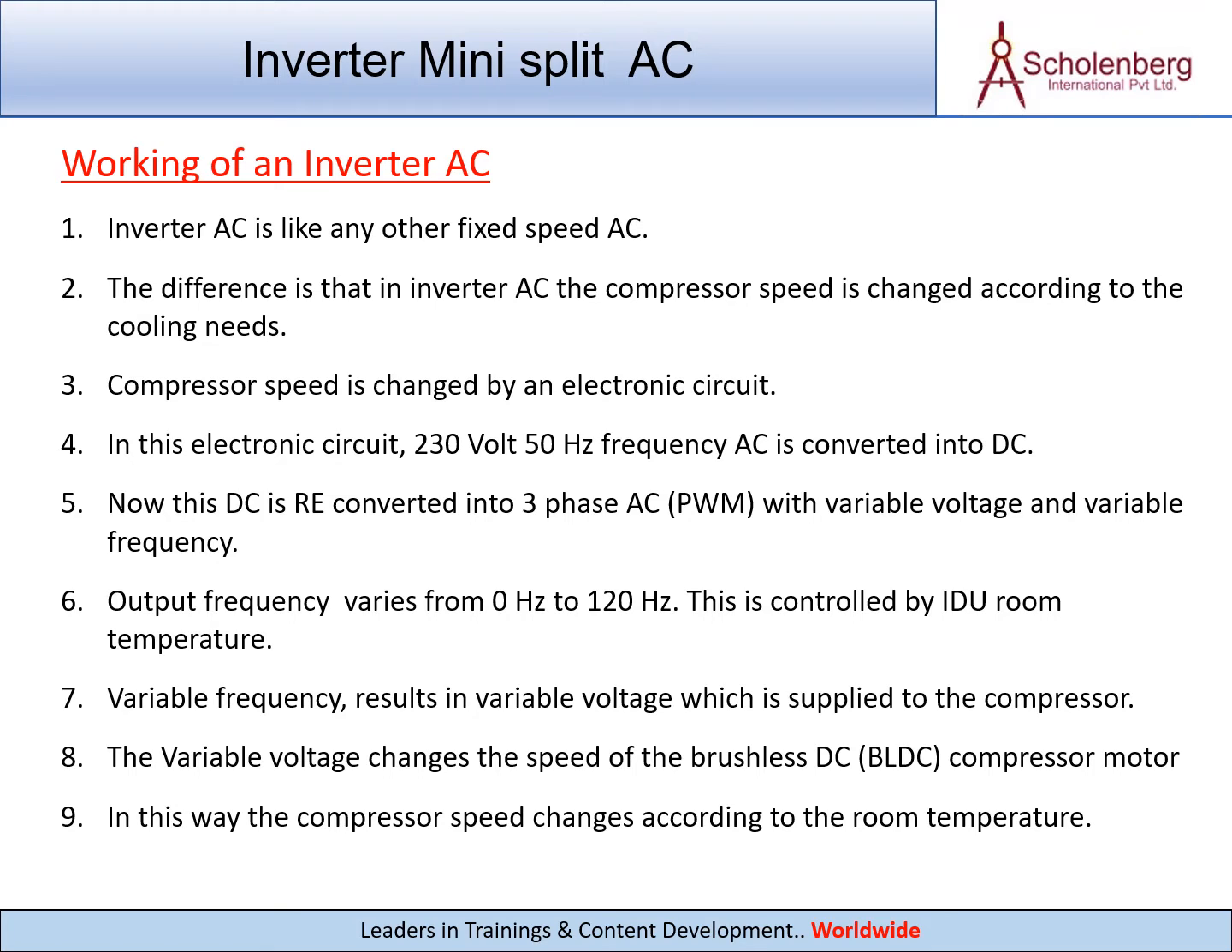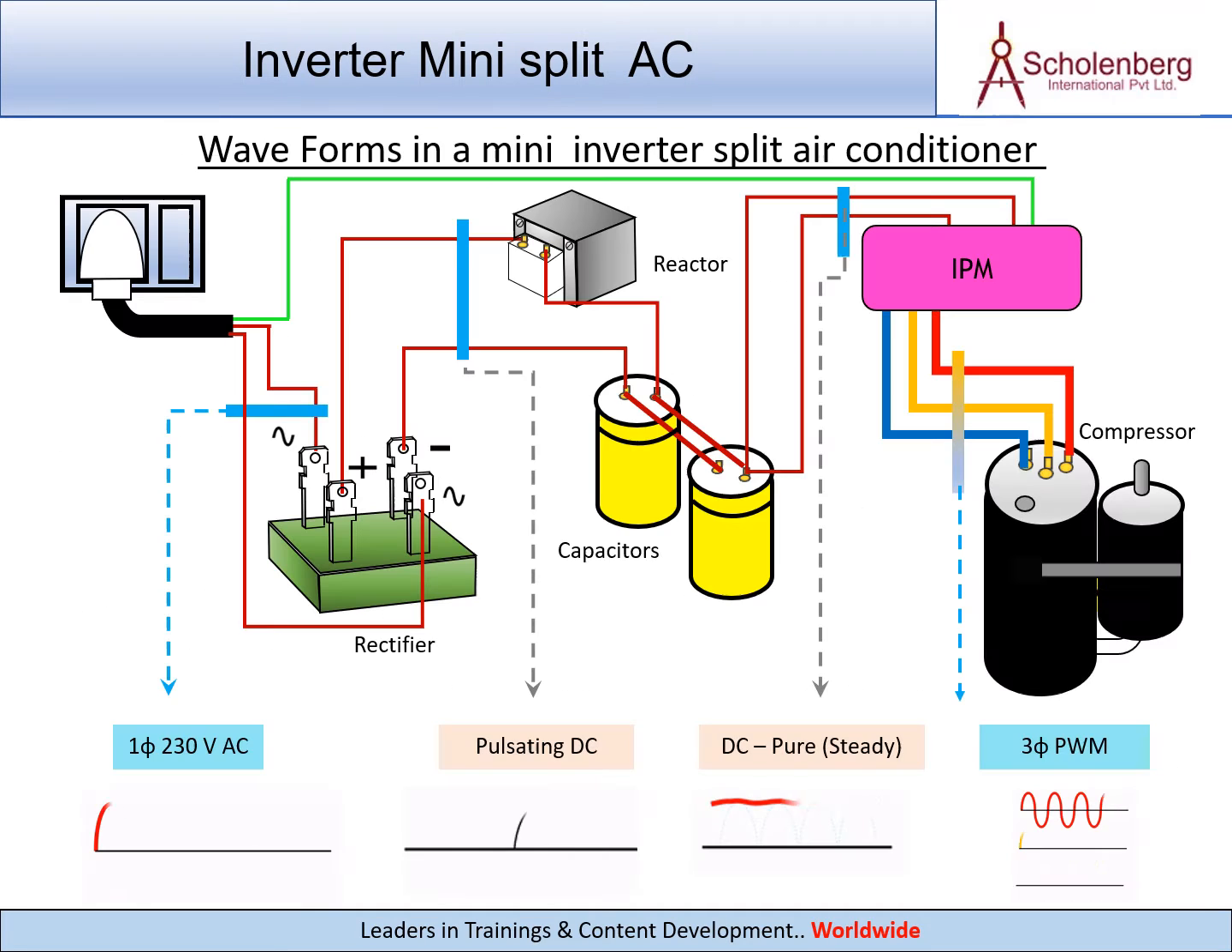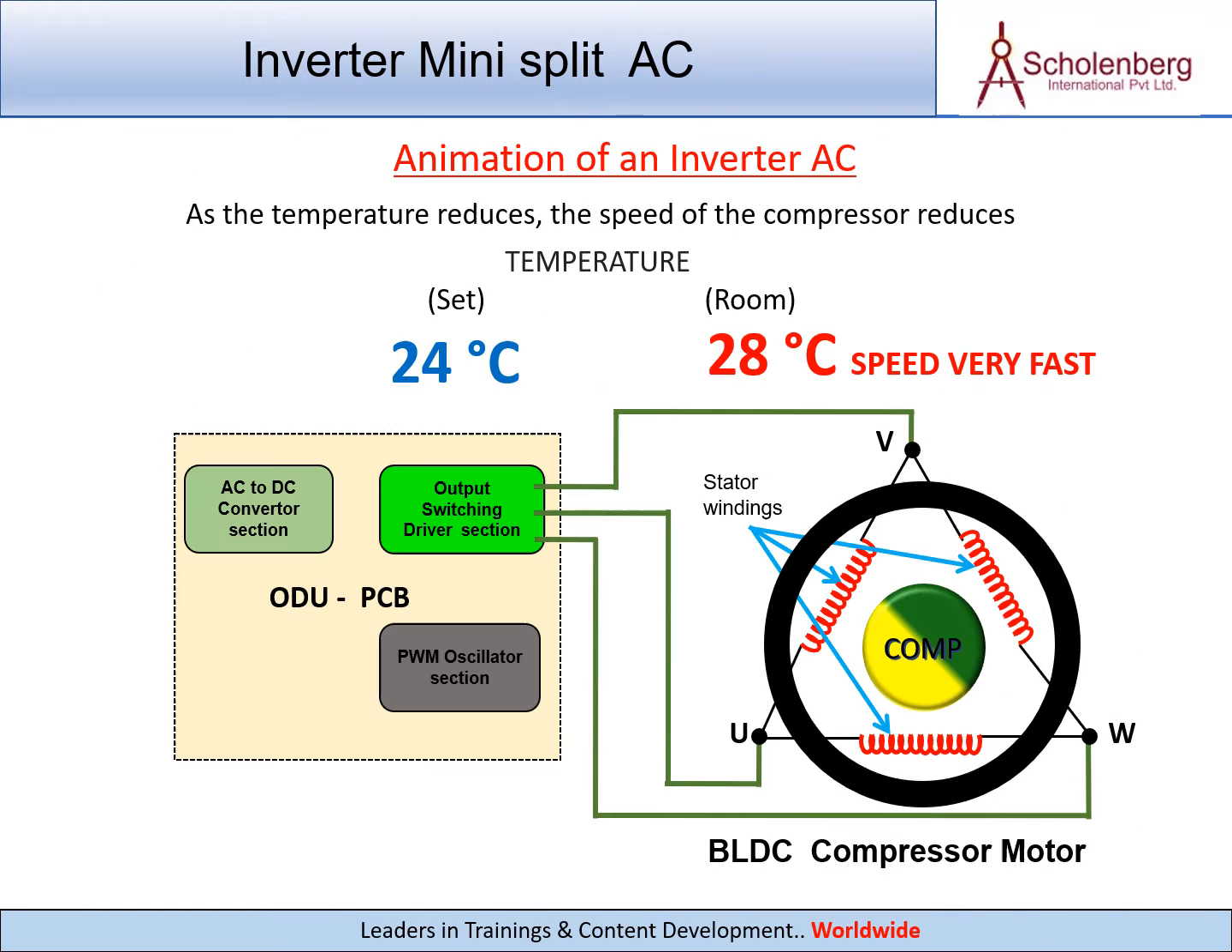7. Variable frequency results in variable voltage which is supplied to the compressor. 8. The variable voltage changes the speed of the brushless DC, BLDC, compressor motor. 9. In this way the compressor speed changes according to the room temperature. Waveforms in a mini-inverter split air conditioner. Animation of an inverter AC. As the temperature reduces, the speed of the compressor reduces.